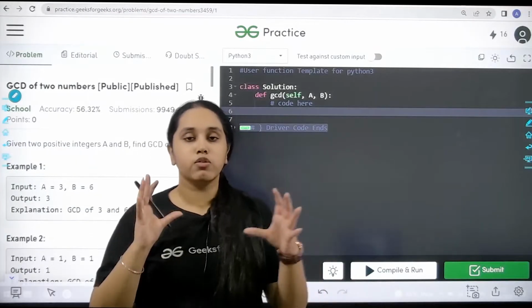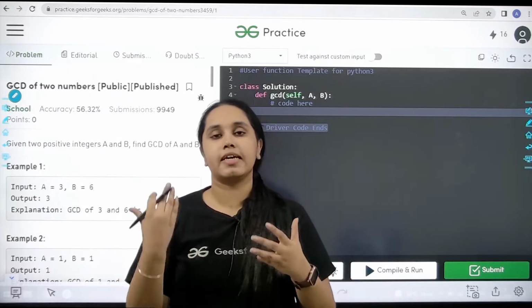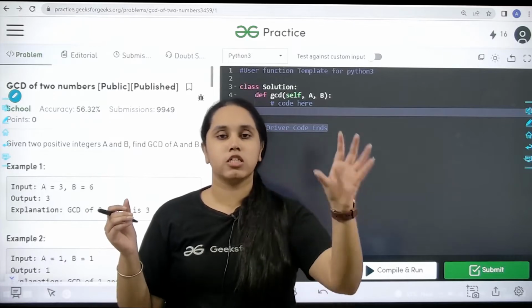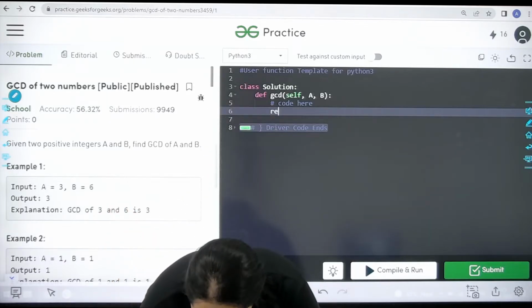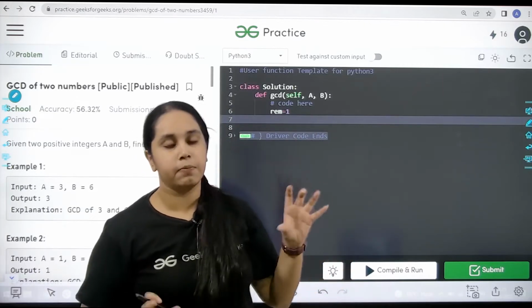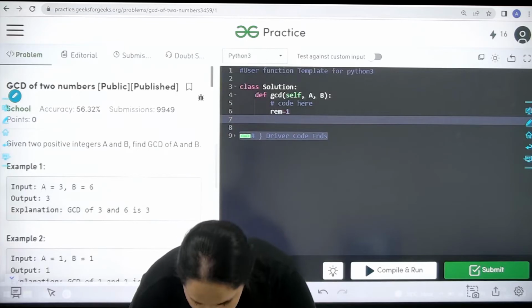Let's start. First I would take a remainder value. I'm declaring a variable remainder, REM, whose value I'm assuming to be 1, so REM equal to 1. This is the first thing. Now like I told you we would have two things, divisor and dividend. So let's do that.